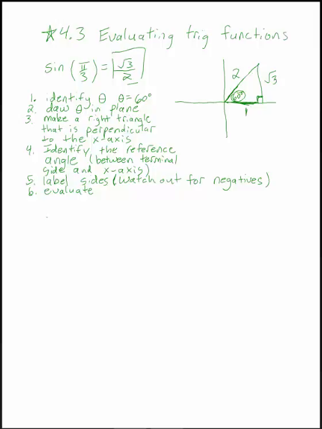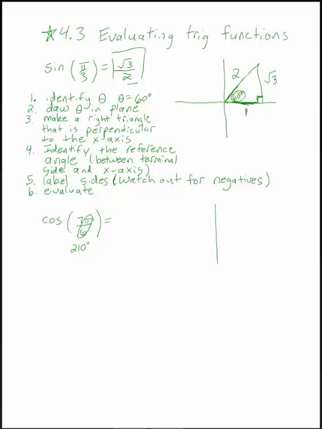Let's try to figure out the cosine of 7 pi over 6. I'm going to talk through the steps, but I'm not going to write out 1 through 6 explicitly. So I'll figure out what my theta is. Well, it's 7 pi over 6 radians. Pi over 6 radians is 30 degrees. 7 times 30 degrees is 210 degrees. So my angle's 210.